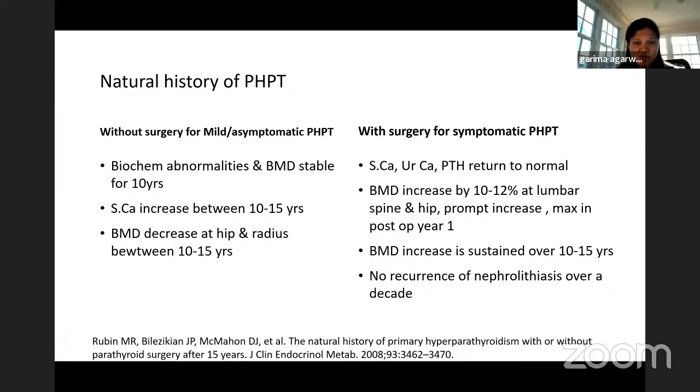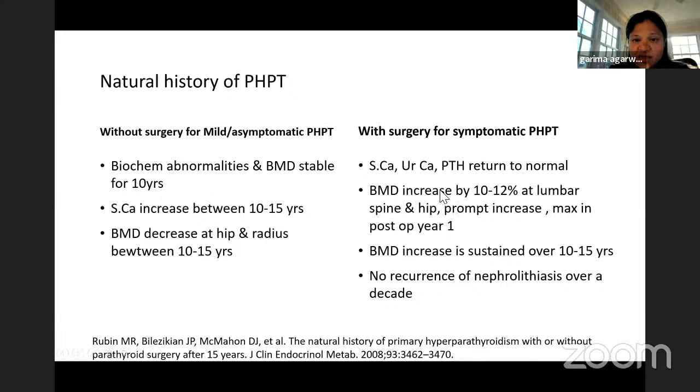This is again one of my favorite slides. This data is very helpful, and I would advise that we all should take this home today. It is very helpful when we are counseling patients for surgery, and this is what patients want to know: how surgery is going to help them, how things are going to change if they undergo surgery, and what will happen if they do not undergo surgery.